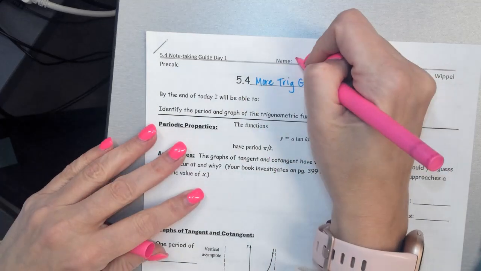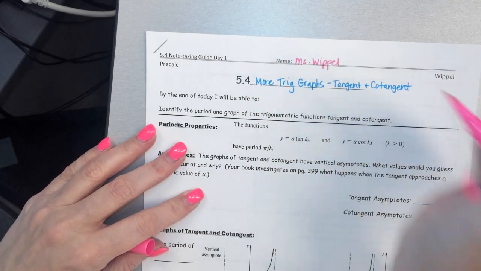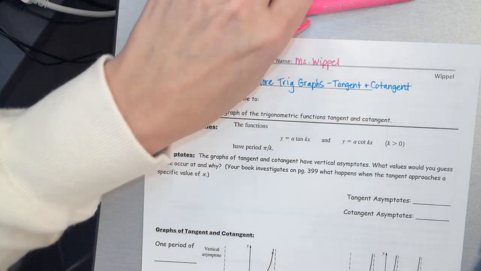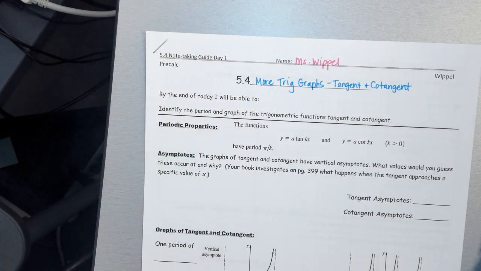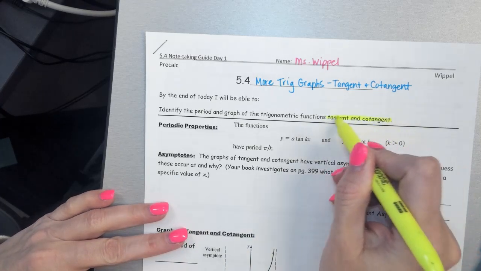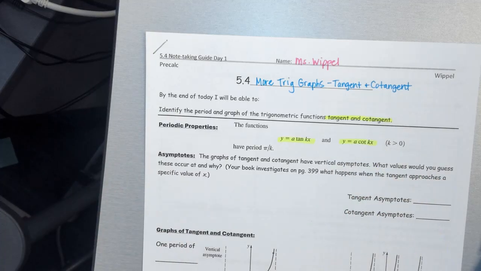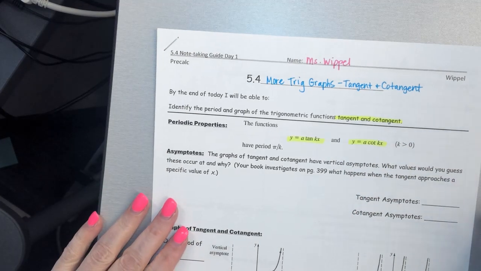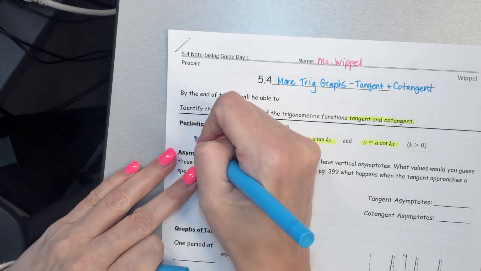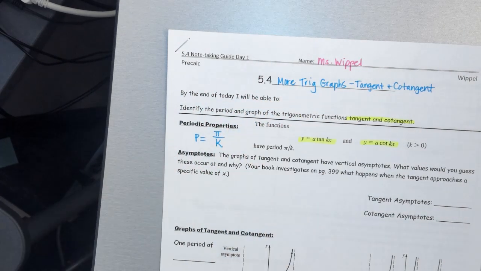Okay, so we're going to identify the period and we are going to graph these trig functions. When you are graphing the tangent and the cotangent, there are certain parts of the graph that we're going to focus on. You have these two functions. These are the forms. And then notice to find the period now, instead of doing 2 pi over k, it's just going to be pi divided by the k value.